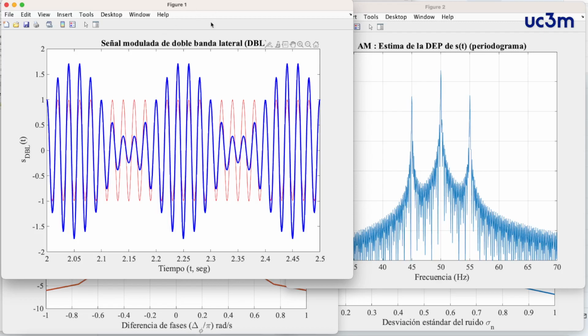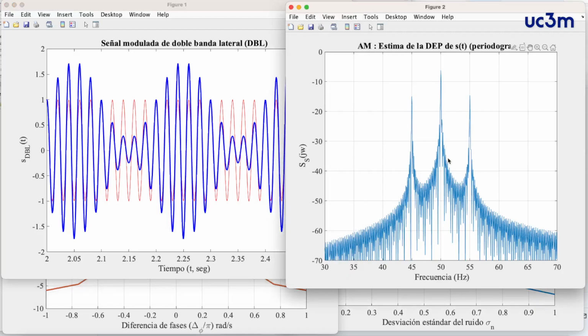Now, with the addition of the carrier, we have the shape of the modulating signal in the envelope of the modulated signal, in this case a sinusoidal function. In the spectrum, we have the component of the frequency response of the carrier, a delta at the carrier frequency, and then the shifted replica of the spectrum of the sinusoidal with deltas at plus and minus 5 kilohertz with respect to the carrier frequency.